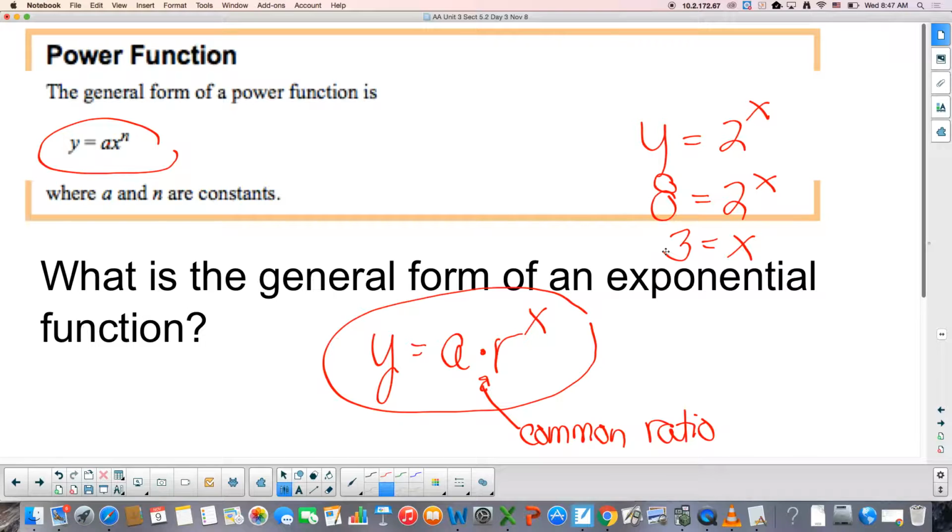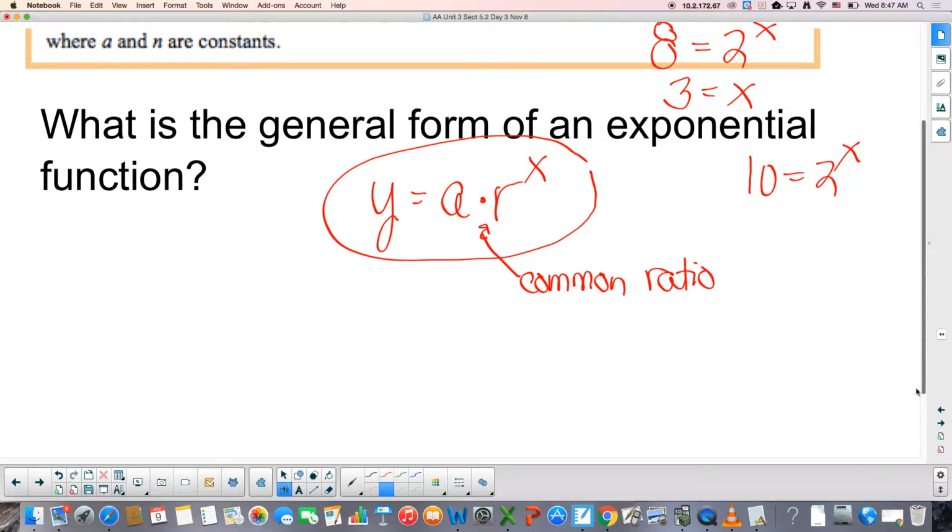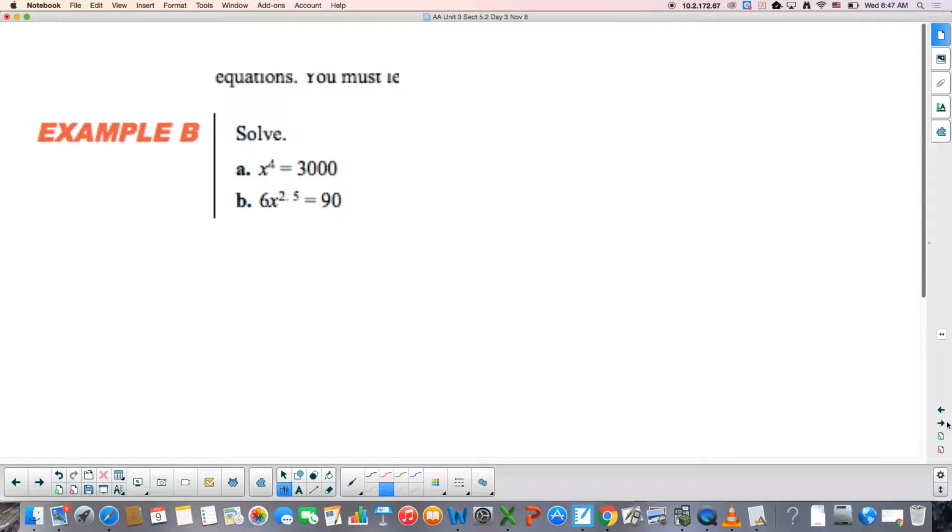But what if I tell you 10 equals 2 to the x? Then you're going to have to take your calculator and put in numbers bigger than 3, 3.1, 3.2, and see if you can get 10. This is a preview for how we're going to undo this exponential equation. And Napier came up with a method, and he called them logarithms. And they're not easy because it's the first time you've done it.